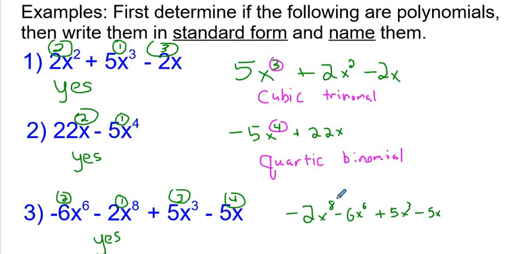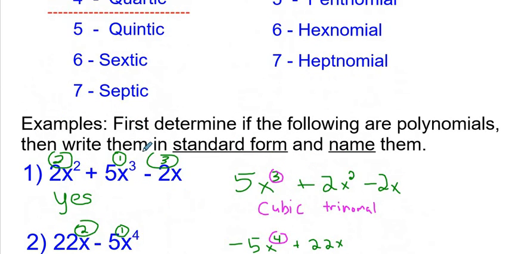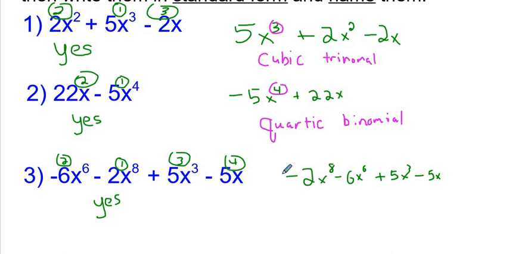The last one is an eighth. And if you wanted to, you could call that an octic. But most people, when they get above 4, they just call it like whatever it is. So it would be called an 8th degree, right? That's the degree. So we would call that an 8th degree polynomial.